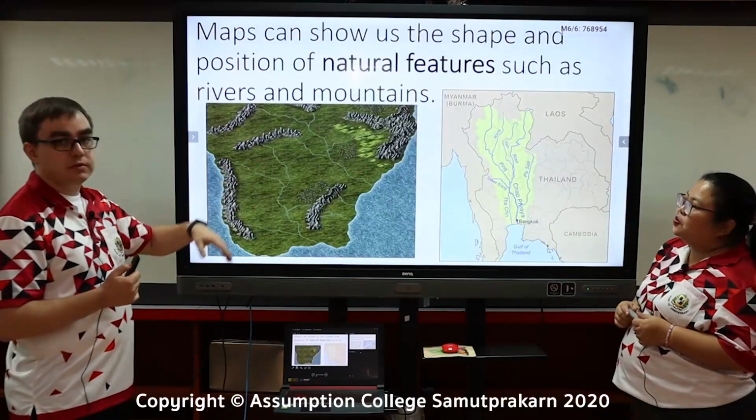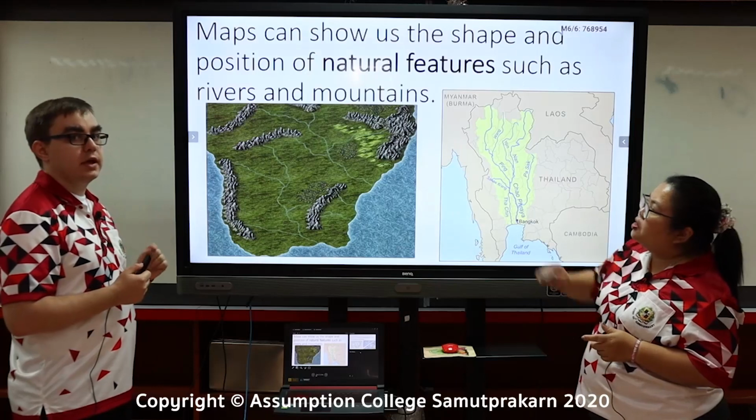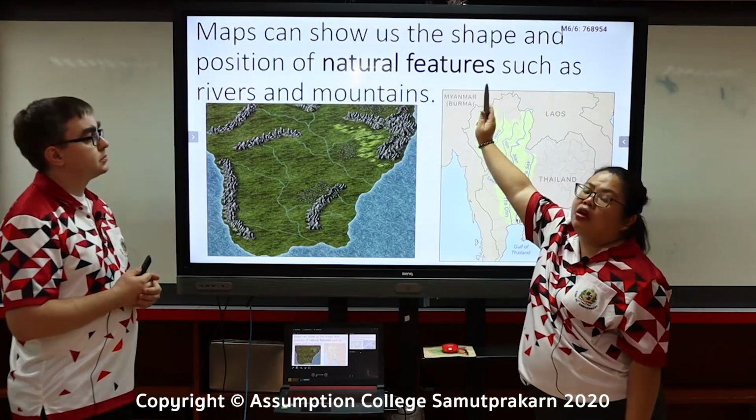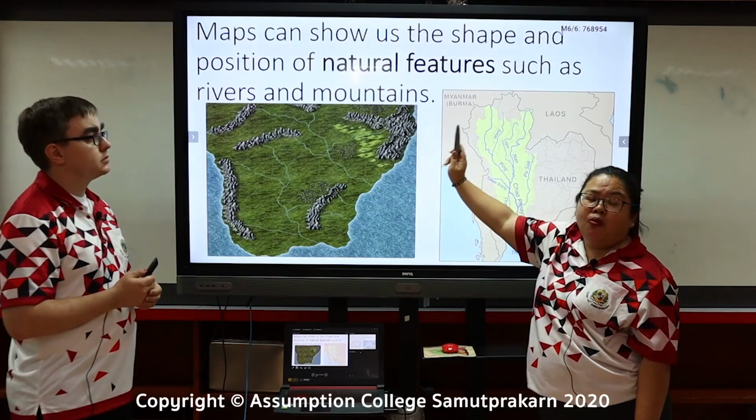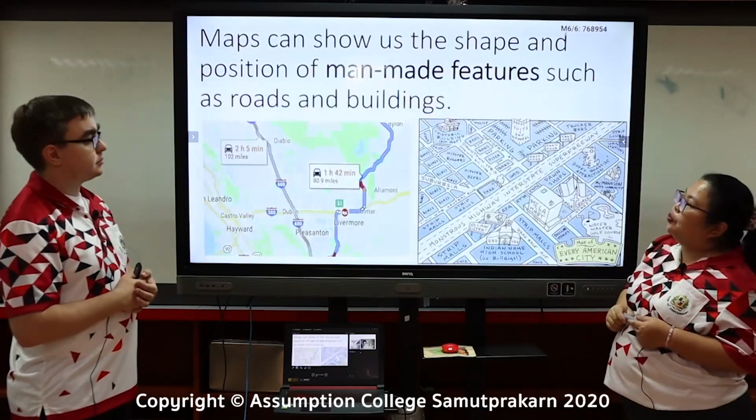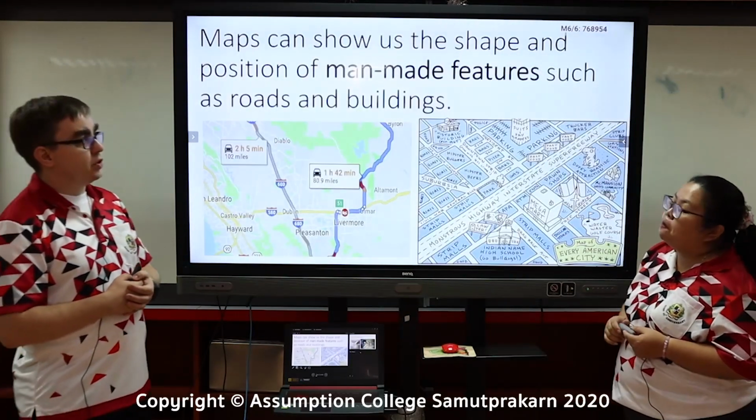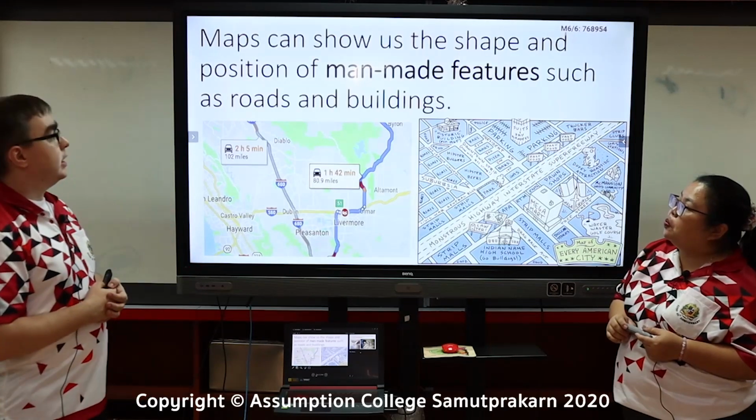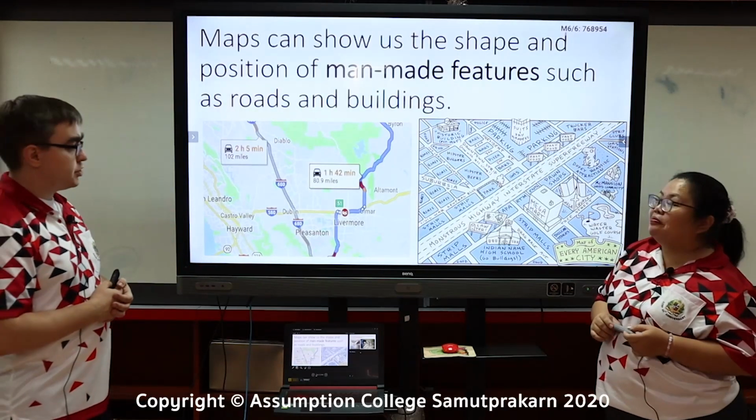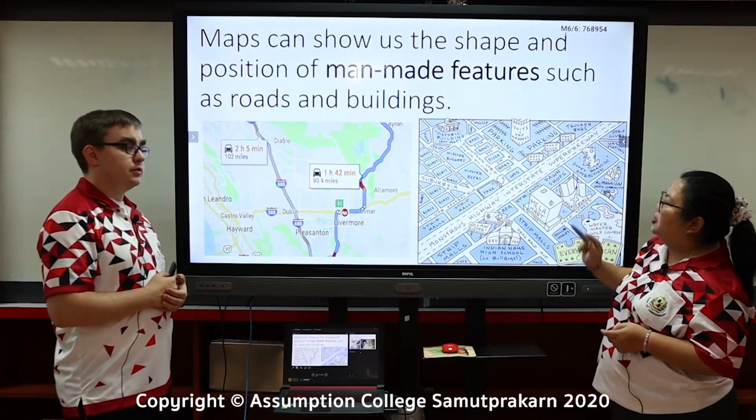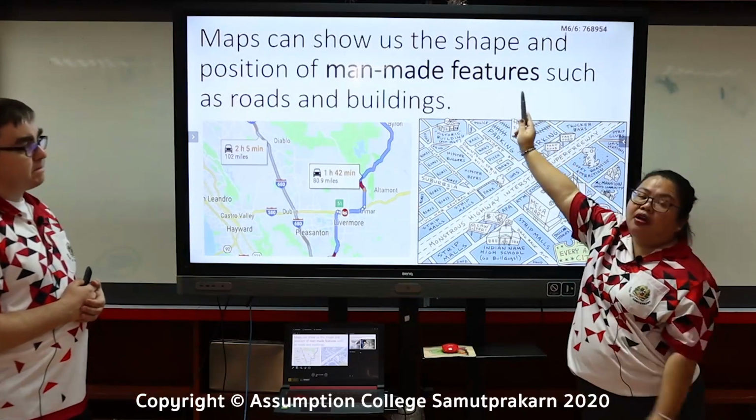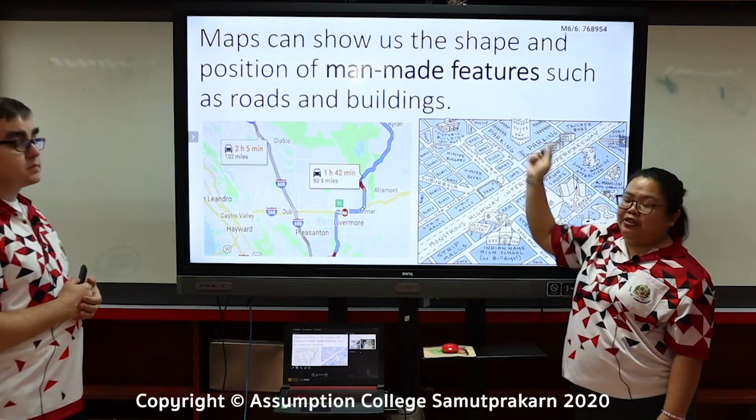Okay, let's do this again. Natural feature means ลักษณะทางธรรมชาติ, for example, mountain ภูเขา, river แม่น้ำ. Maps can also show you the shape and position of man-made features like roads or buildings. Man-made feature means สิ่งที่มนุษย์สร้างขึ้น.